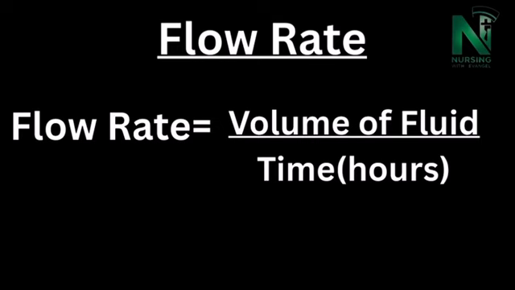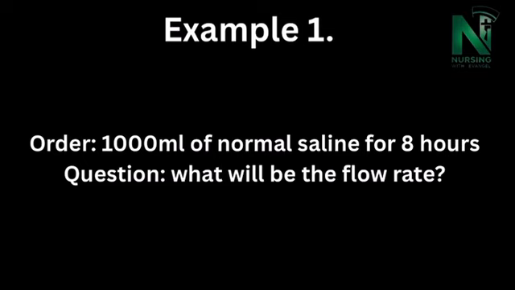What you're going to do first is to know the formula for calculating the IV flow rate. The basic formula is the amount of fluid in mls divided by the number of hours that this fluid is expected to run for, and the answer is in mls per hour. The first question says that 1000 ml of normal saline is to run for 8 hours. What will be the flow rate? So let's head over to our calculator and do this.